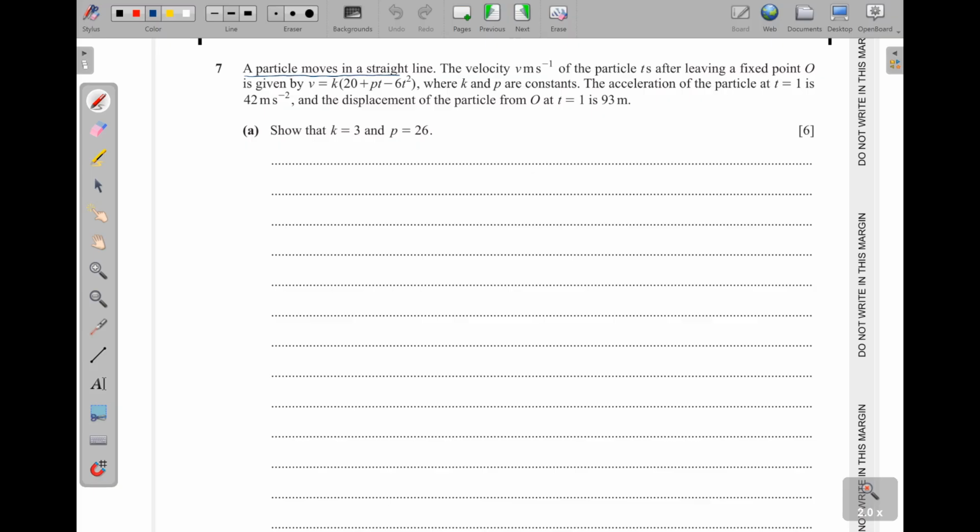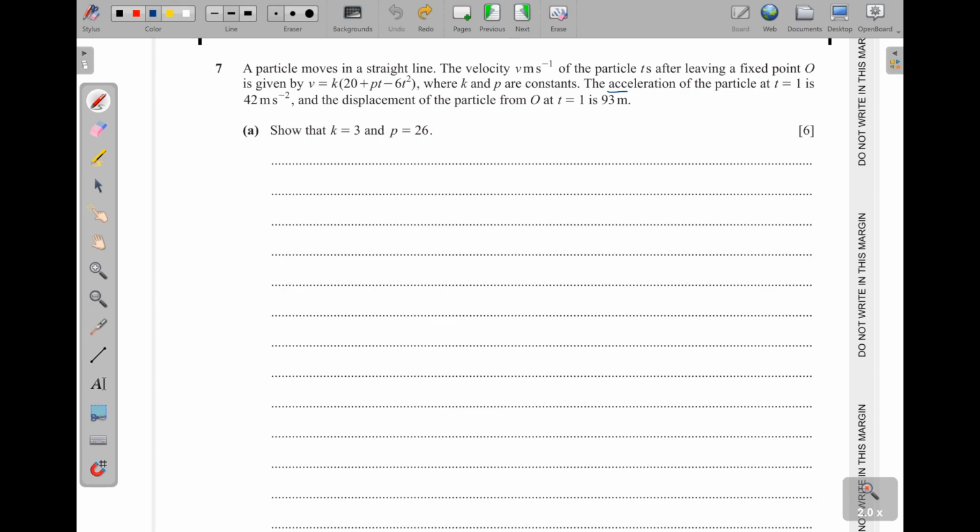A particle moves in a straight line. The velocity v meters per second of the particle t seconds after leaving a fixed point O is given by v is equal to k into (20 plus pt minus 6t squared), where k and p are constants. The acceleration of the particle at t is equal to 1 is 42 meters per second squared, and the displacement of the particle from O at t is equal to 1 is 93 meters. And they are telling us to show that k is equal to 3 and p is equal to 26.